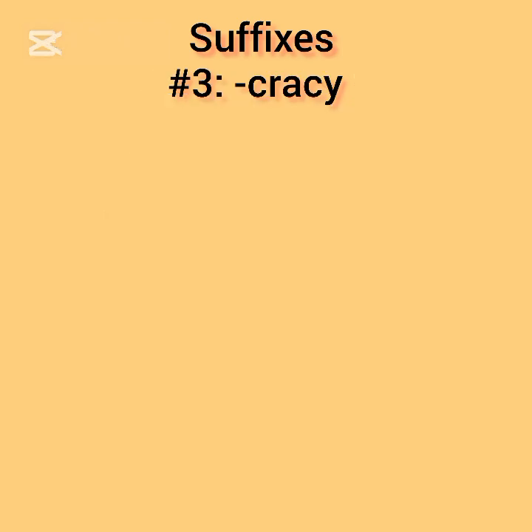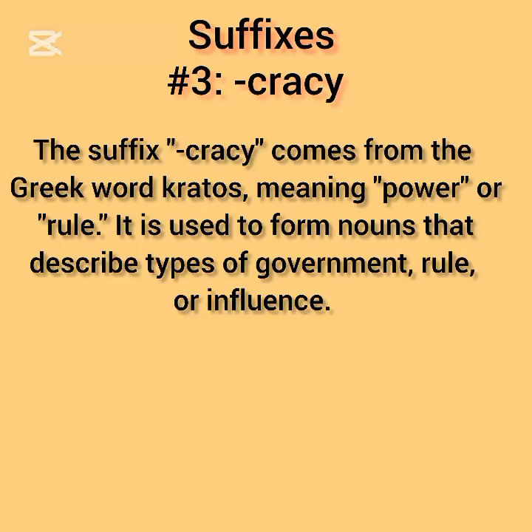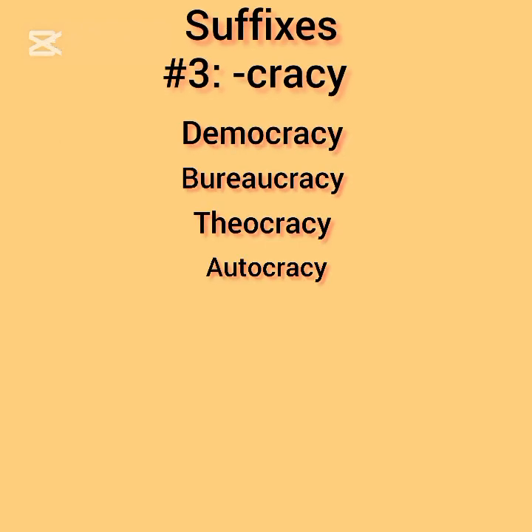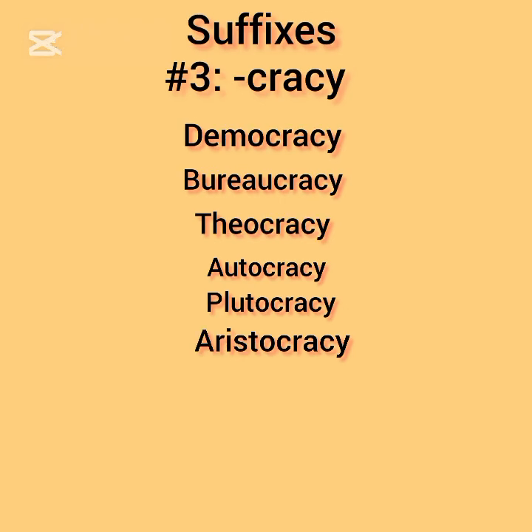Our third very important suffix is suffix cracy. The suffix cracy comes from the Greek word kratos, meaning power or rule. It is used to form nouns that describe types of government, rule, or influence. Just have a look at a list of these words such as democracy, bureaucracy, theocracy, autocracy, plutocracy, aristocracy. All these words ending at cracy show a kind or specific type of rule.